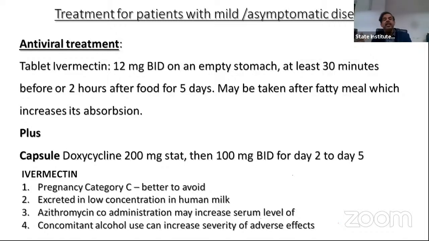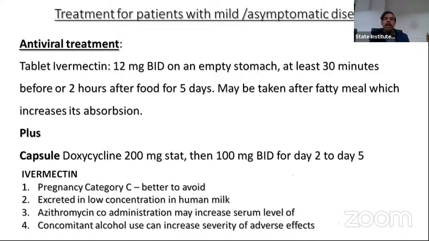We should take ivermectin with doxycycline, and the doxycycline dose is 200 mg stat on day 1, then 100 BD from day 2 to day 5. Why are we using doxycycline? It is not as an antibiotic, but as an anti-inflammatory drug. And it has been found that doxycycline reduces inflammation within the cell, and that's important for controlling COVID proliferation also.